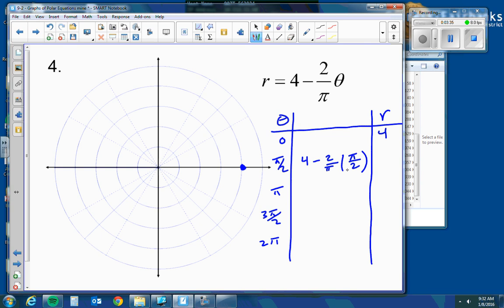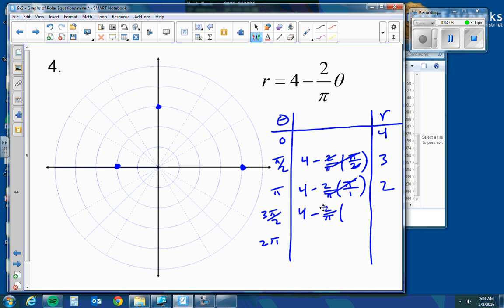What is this? Right? 1. So you get 4 minus 1 is 3. So when your angle is pi over 2, so you're facing due north, you go out 3. Let's move on to pi. Take the rule, plug pi into it. I'll make it look like a fraction. Cancels, you get 2, and then 4 minus 2 is 2. So when you're facing the direction of pi, you go out 2. So you can see now, hopefully, that it's spiraling in.